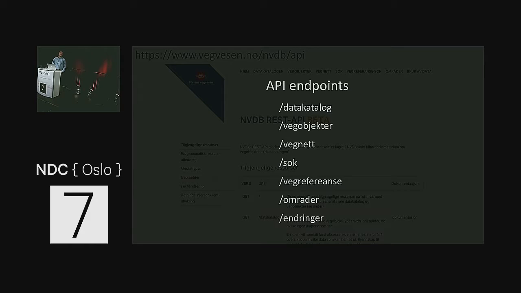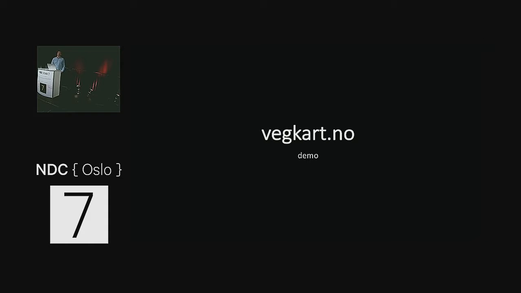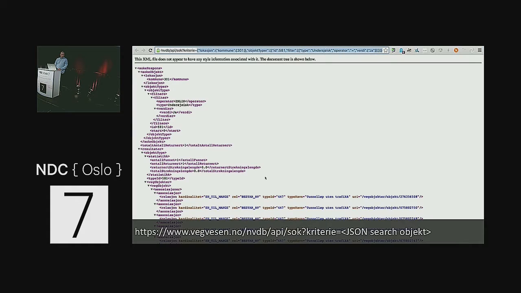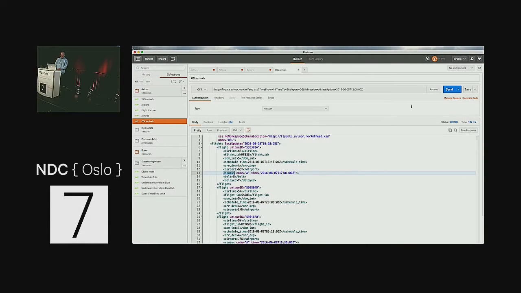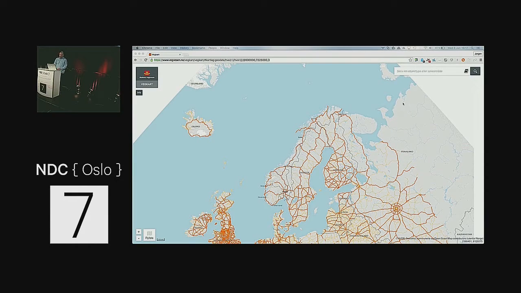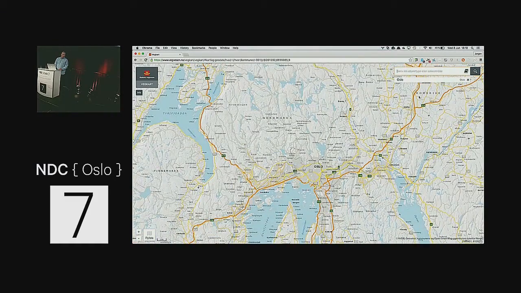So the best way to get to know the envdb is basically to visit vegkart.no, which is what I call an envdb browser. So I thought I was going to show you a little bit about that. There. So here you have vegkart.no, which is a map, and a search box here at the upper right. Let's start with limiting our search for Oslo. And you see that you get autocomplete. And so I picked Oslo municipality. You get a focused area here.